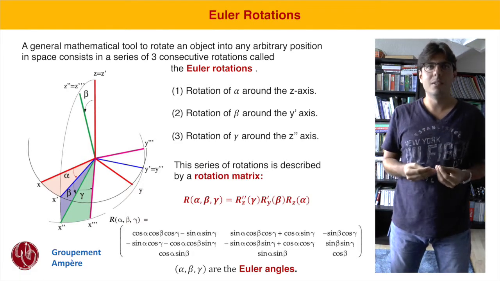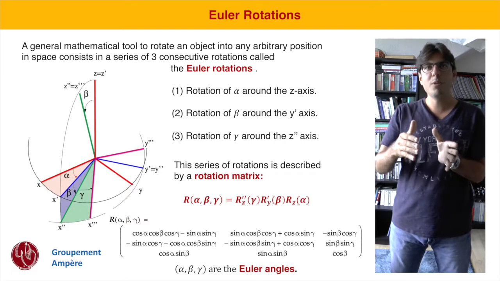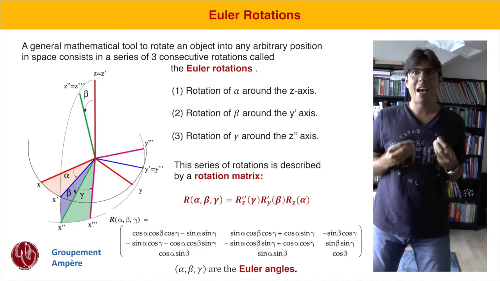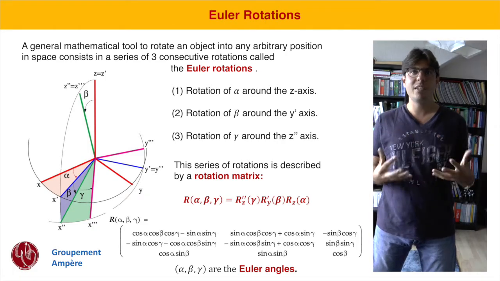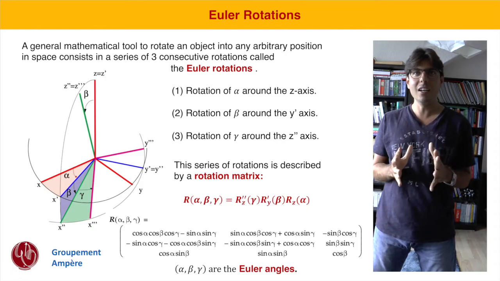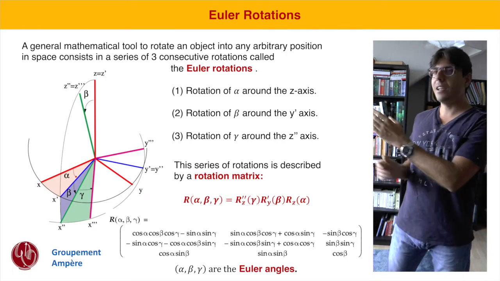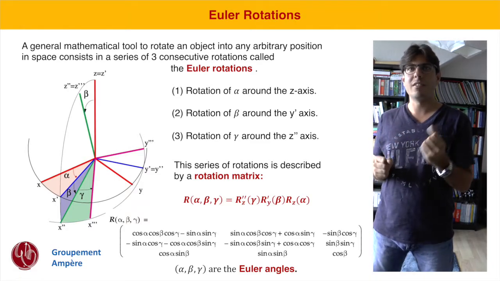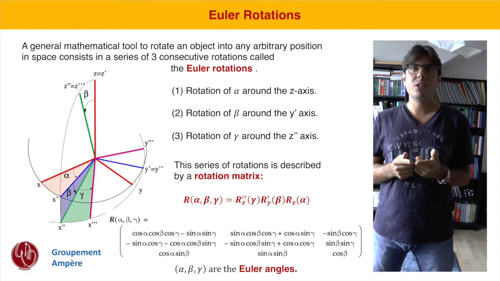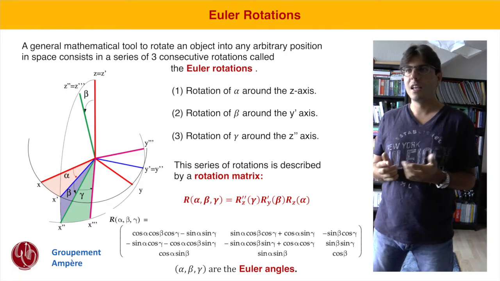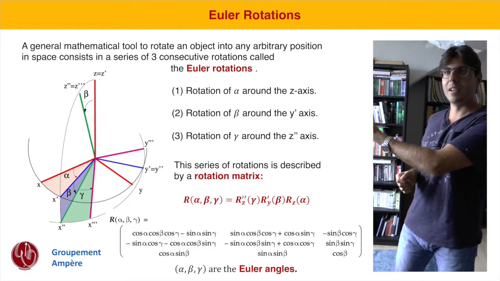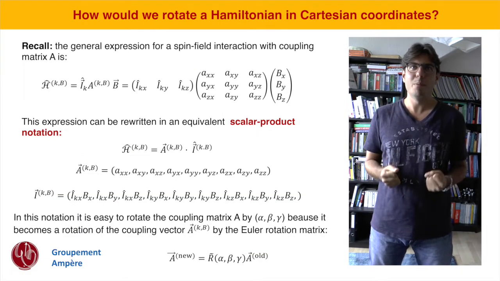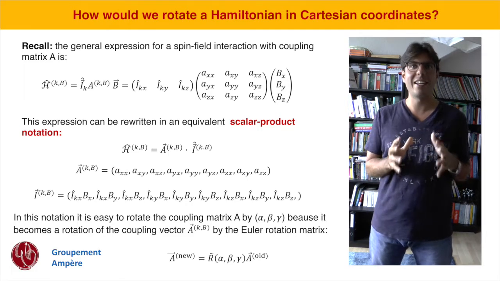The general concept is really that when you perform these three rotations by these angles, you can reach any point in space. And mathematically, each of these rotations can be described by a rotation matrix R. When you multiply the three rotation matrices, what you get for the full description of the three Euler rotations is this really cumbersome looking rotation matrix here on the bottom.